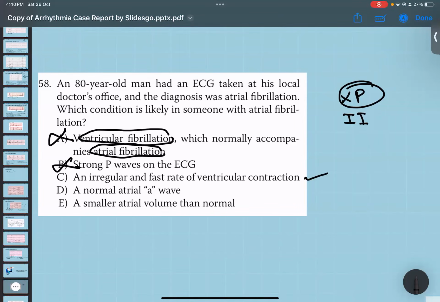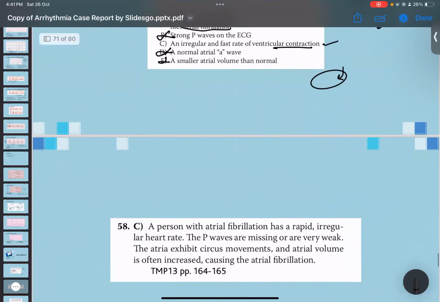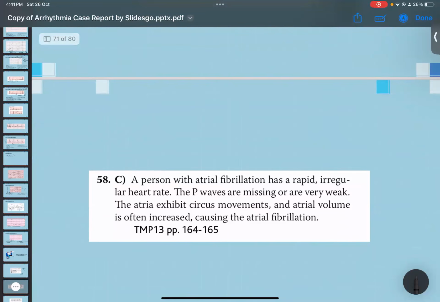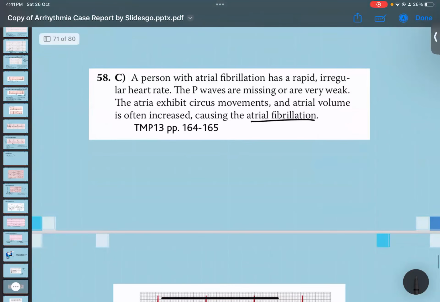That could be true because your atria are sending haphazard impulses to the ventricles to contract, and this is happening at a much faster rate than it normally should. So this could be the case. A normal atrial A wave, no. A smaller atrial volume than normal, no. Usually in cases of AFib, the atrial volume is larger, and that's one of the main reasons you're able to have multiple wavelets or multiple electrical impulses within the atria. So the answer is C. AFib has a rapid irregular heart rate. The atrial volume is often increased, which is causing the atrial fibrillation.